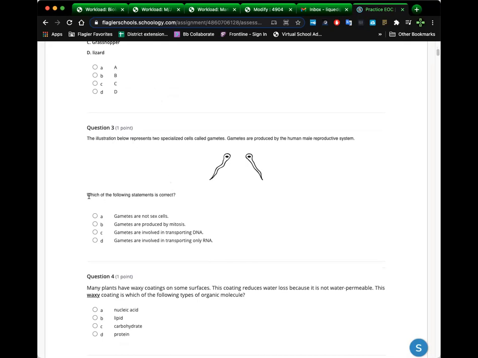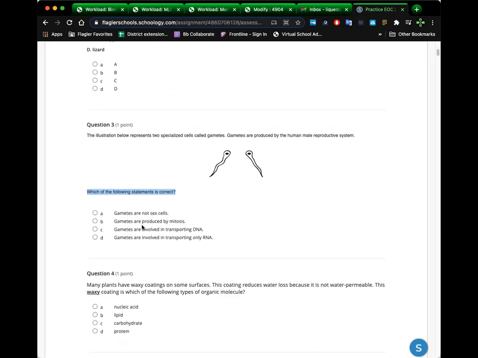All right. Next question. So which statement is correct? Okay. So you can pretty much treat this as a true and false. Okay. So it's asking about gametes. You're seeing gametes a lot. So gametes are just sex cells, sperm and egg. That's all it is. So A, you can automatically get rid of, because it says they're not sex cells. So it's not A. Gametes are produced by mitosis. Mitosis is for body cells or somatic cells. Meiosis is for gametes or sex cells.